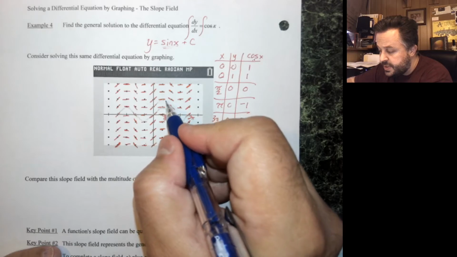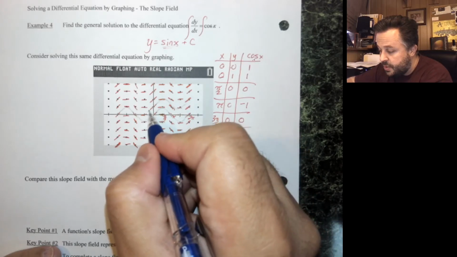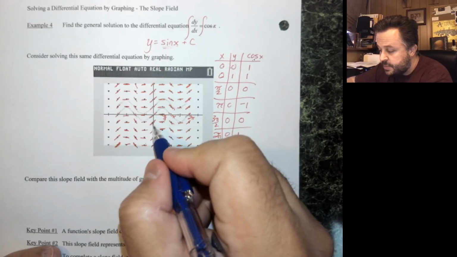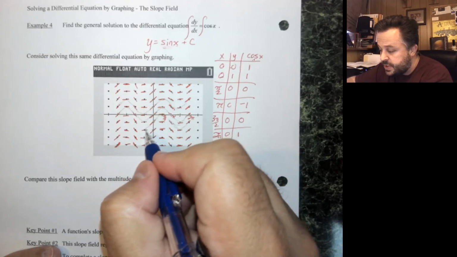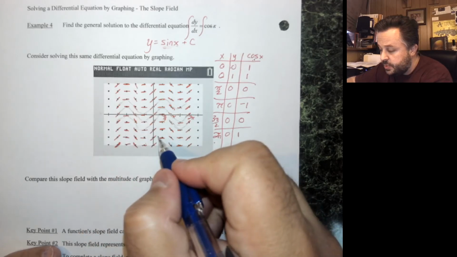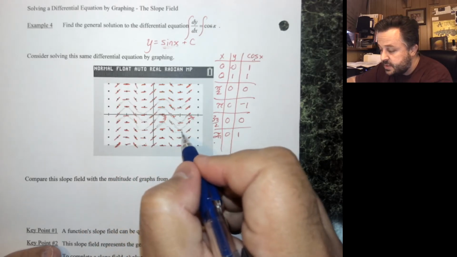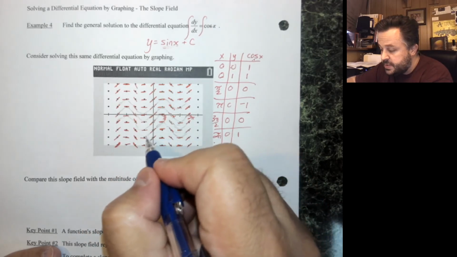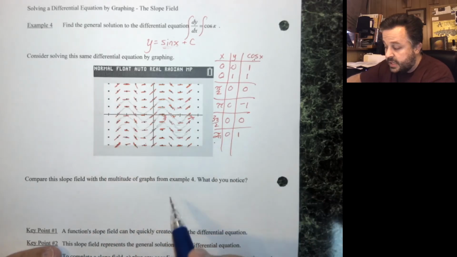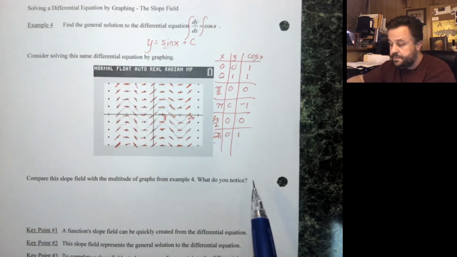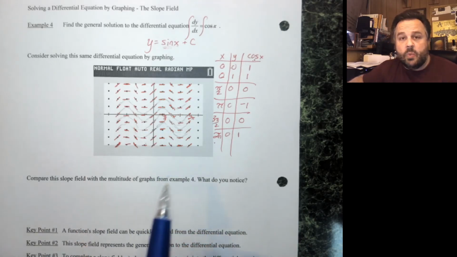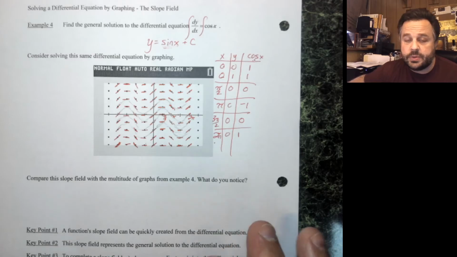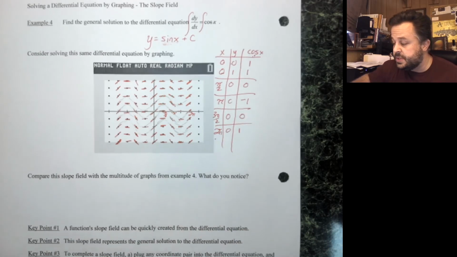Continuing down and up, back down. If I were to do this over and over and over again, what you would see is I'm doing nothing more than tracing out exactly what was just on the screen of the calculator, which is the graph of the sine of x plus any number of constants. So the slope field gives us a glimpse of what the general solution to the differential equation is.